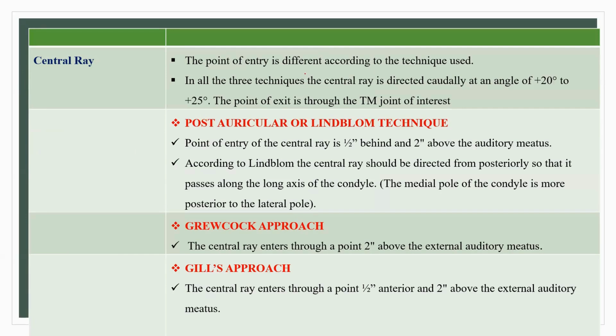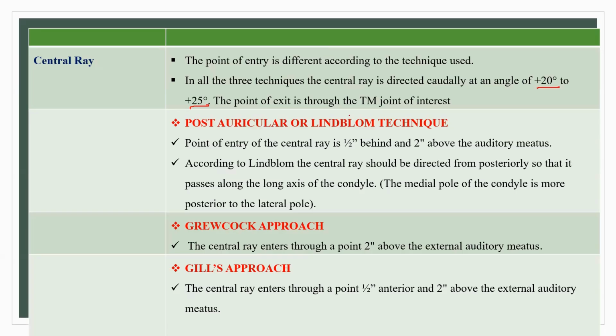The point of entry is different according to the technique used. So we have three different techniques that we will see in transcranial projection. In all the three techniques, the central ray is directed caudally at an angle of plus 20 to 25 degree. So this particular point you can remember, we are going to use an angulation of plus 20 degree to plus 25 degree. So that is the angulation that we are going to use. According to the point of entry, it can be divided into three techniques. Okay, we'll see what they are.